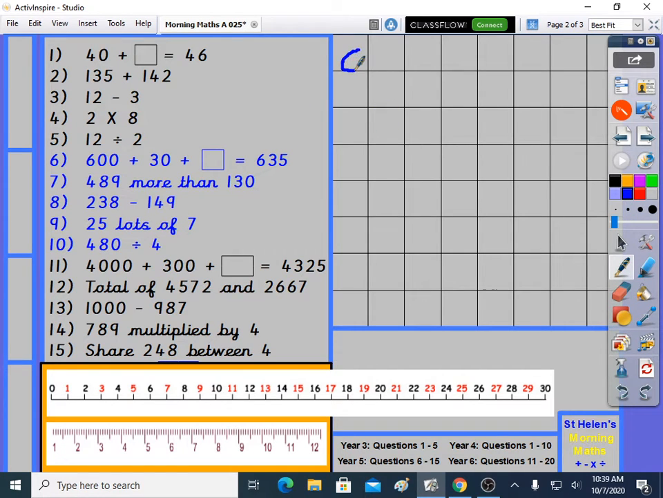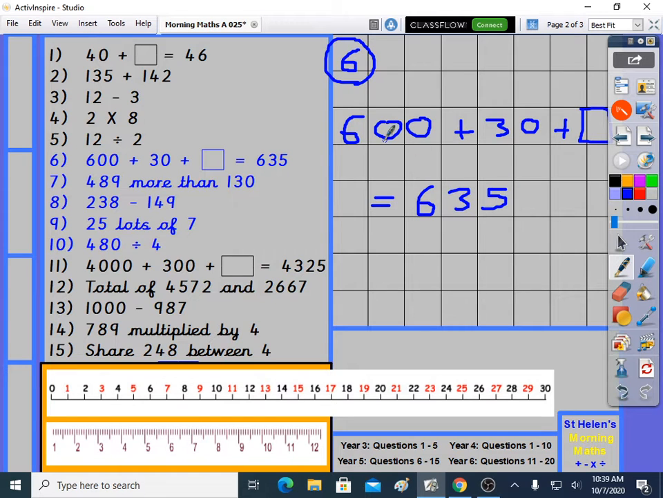So year 4 level, 600 plus 30 plus something. 600 plus 30. So 600s, 3 tens, which is 30, and we'll have some units missing, won't we? What are they going to be? 635. So we've got the 600, 3 tens, and it's 5 units that's missing. So 600 plus 30 plus 5 is 635. These should be getting quite easy for you now, these place value questions, especially if you've been doing them for more than a year.